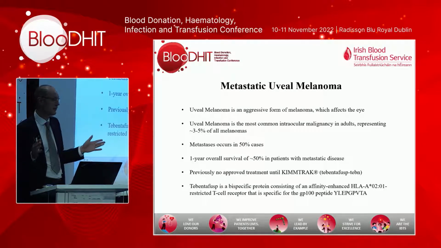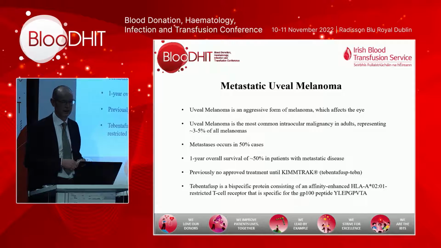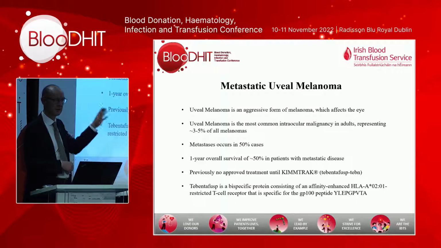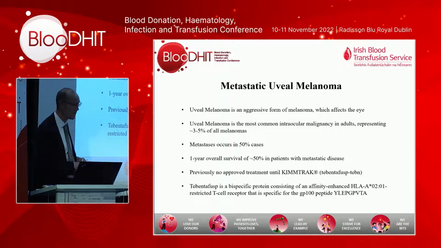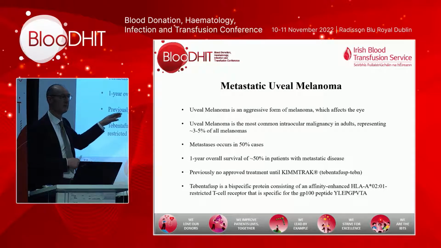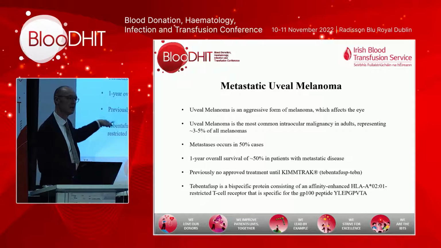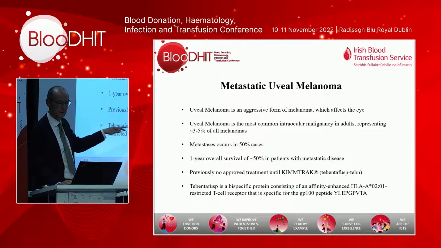So how does that involve HLA, and what have we got to do with that? So tebentafusp is a bispecific protein consisting of an affinity-enhanced HLA A0201 restricted T cell receptor that is specific for the glycoprotein 100 peptide, and that's the peptide sequence there. So A0201 is our high resolution, so we would do next generation sequencing in order to determine this.